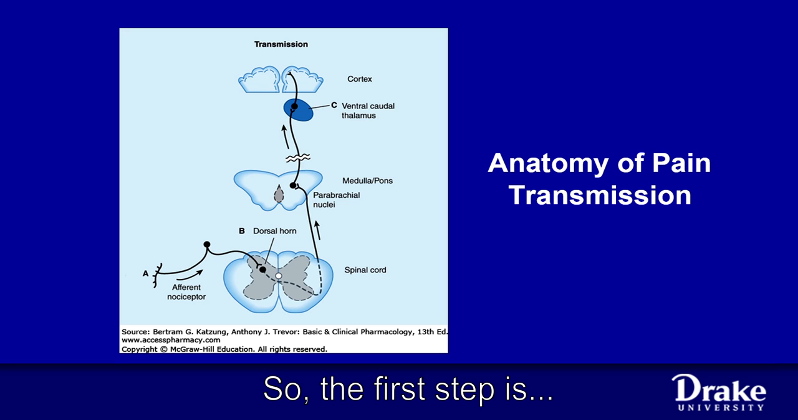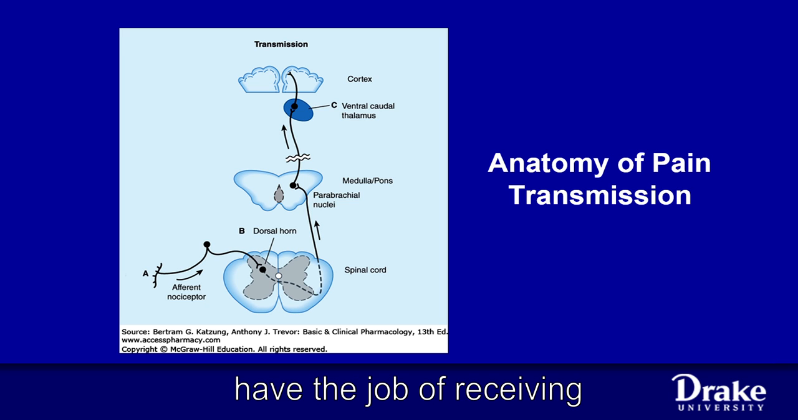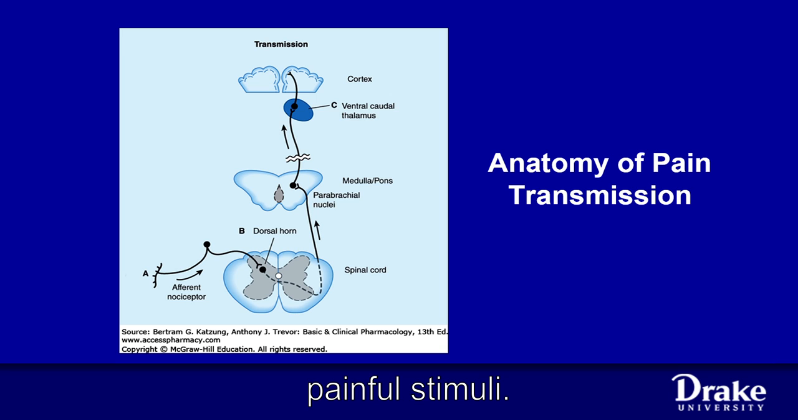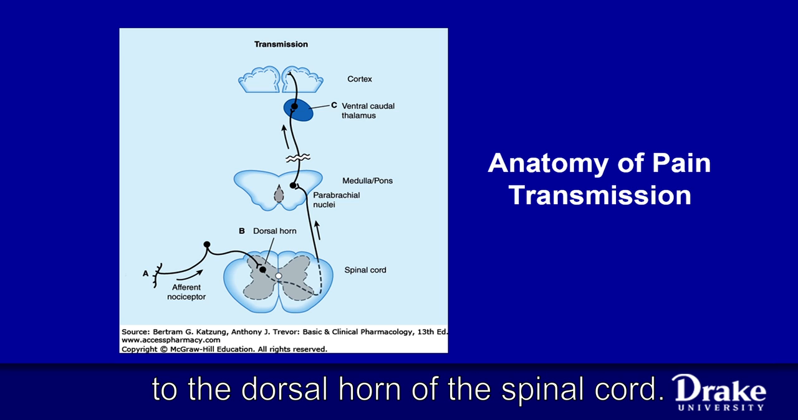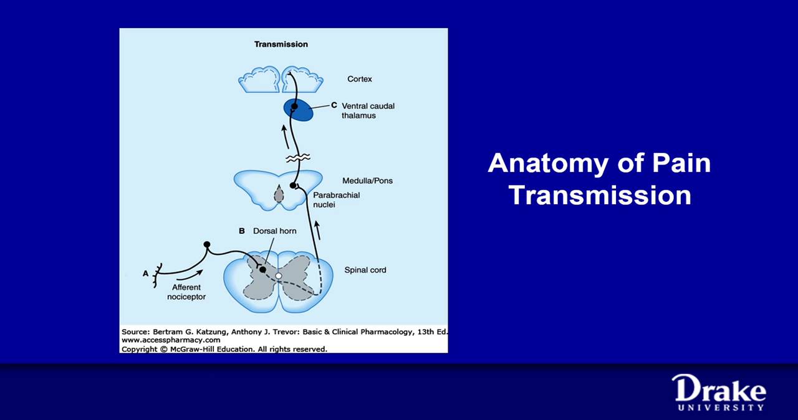So the first step is what is referred to as an afferent nociceptor. These are neurons that have the job of receiving painful stimulus. So here, part A, this is meant to represent the skin. Afferent nociceptors receive pain stimuli and then transmit that signal to the dorsal horn of the spinal cord.